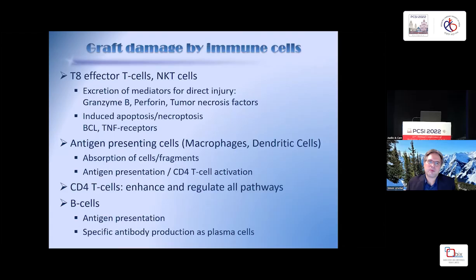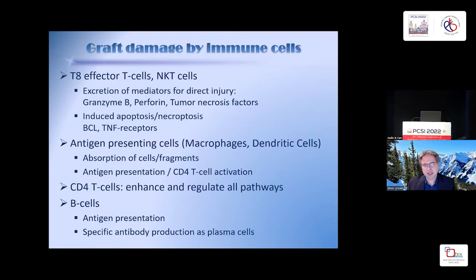The adaptive immune system also uses the CD8 effector T cells and NKT cells, and they harm cells directly by excreting mediators of direct injury, such as granzymes and perforins and tumor necrosis factors, and also induce apoptosis and necroptosis, which is basically a programmed suicide of the cell by using respective receptor signals. Antigen-presenting cells then take these cell fragments or full cells and take these antigens and present them to CD4 T cells, thereby activating and enhancing all of the pathways further.